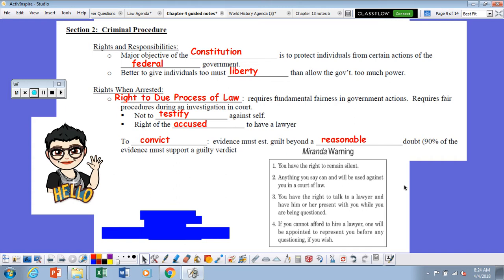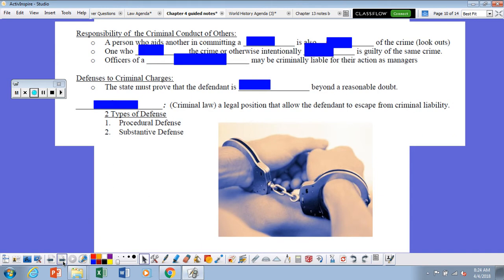You also have a right to talk to an attorney and to have them present at the time that you're being questioned by law enforcement. If you can't afford an attorney, you do have the right to have one appointed. Doesn't necessarily mean that you're going to get a quality appointed attorney. You may get an attorney, but they may not necessarily have a background in criminal law, and that's the sad part. Okay, responsibilities of the criminal conduct of others.